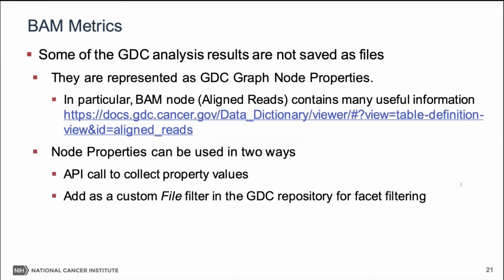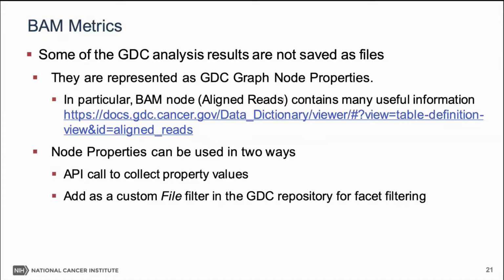In particular, the BAM node, or in GDC we call it the aligned read, contains the most useful properties. You can go to the GDC dictionary viewer, look at the analysis reads and go through all the properties. You can get a good idea of how many different useful properties we have that may be valuable for you.